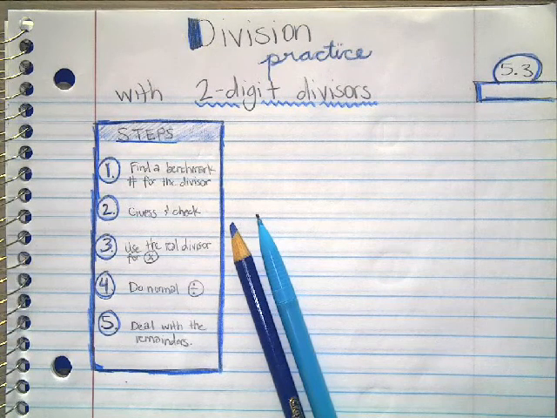Say those with me again. Divide, multiply, subtract, bring down. I really want to hear you whispering it. Let's do it again. Divide, multiply, subtract, bring down. Okay, and step number 5 is you're going to deal with the remainders.